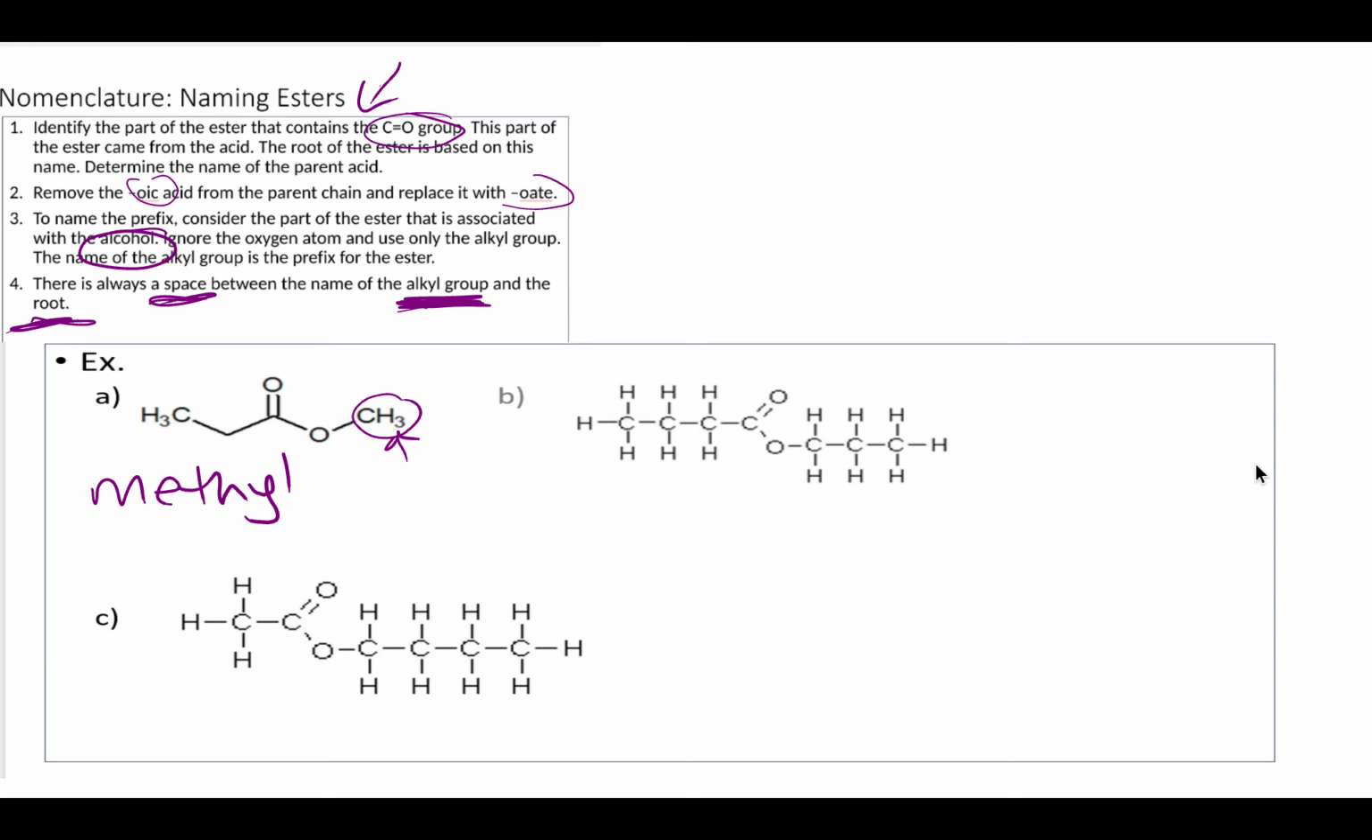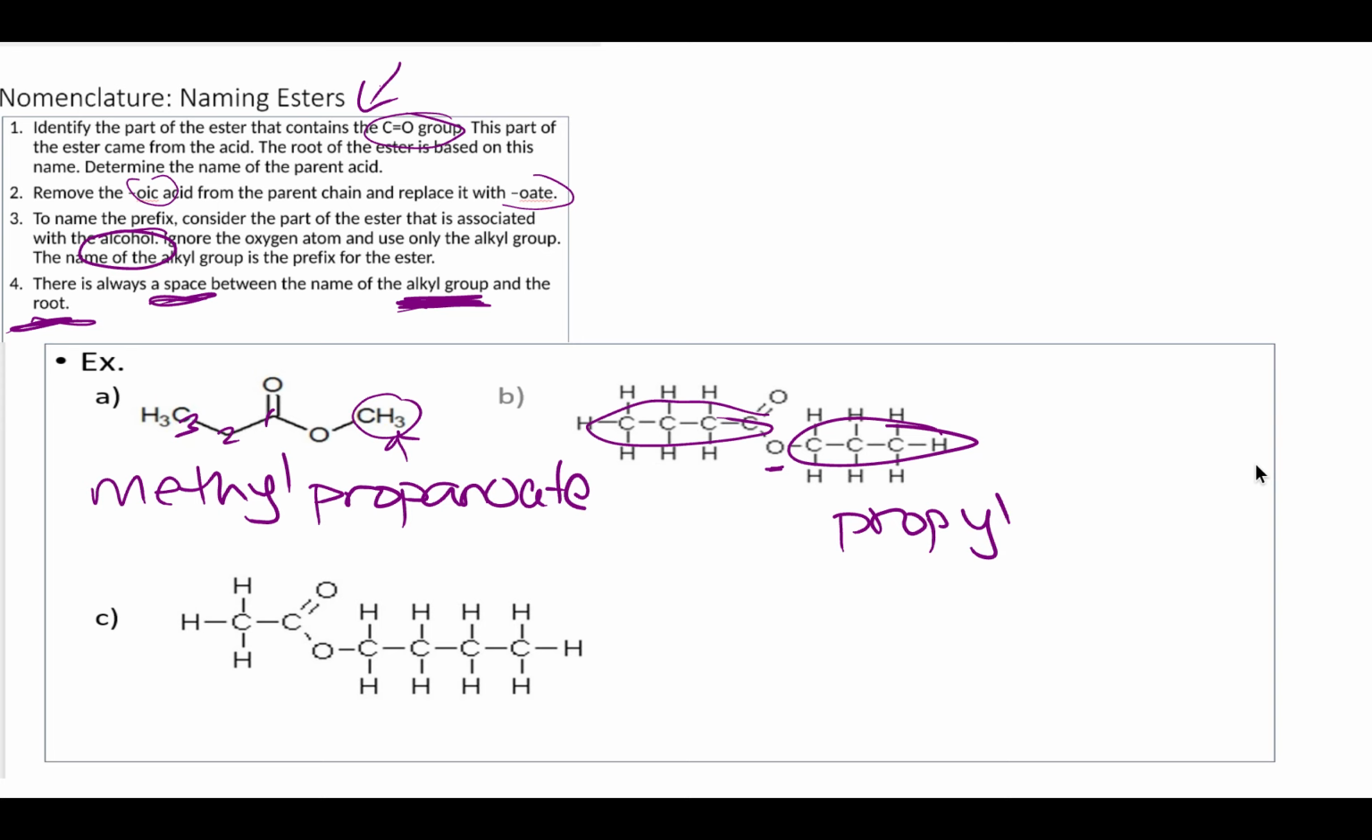And then the rest of it, carbon 1, 2, and 3, would be from the propanoic acid. So I'll write propanoate because I drop the OIC and replace it with OATE. This next one, same idea. The one that's attached to the oxygen gets written first. So this would be a propyl group because there's 3 of them. And then the carboxylic acid has 4. So that would be butanoic acid. So we'll drop the ic. So butanoate.